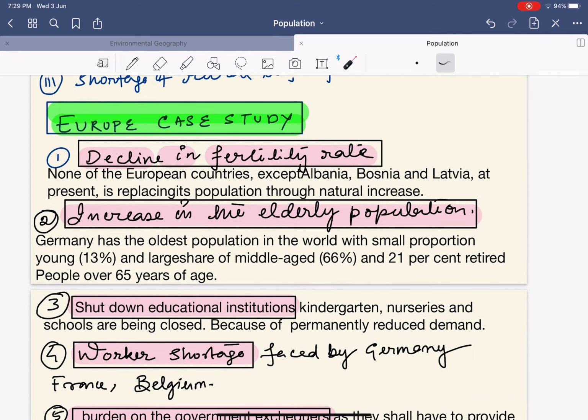Next, Europe case study. Now, what is happening in Europe? First thing that is happening in Europe is the declining fertility rate. The statement says that none of the European countries except Albania, Bosnia, and Latvia is at present replacing its population through natural increase. Means except these three countries, the rest of the European countries are not replacing their population through natural increase. We can simply say that the fertility rate is below the replacement level.